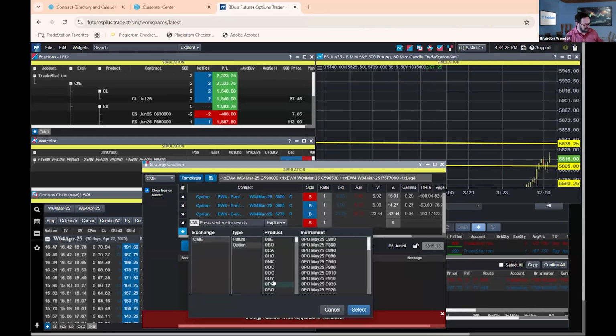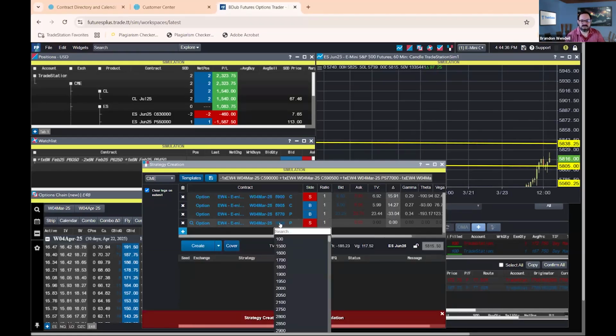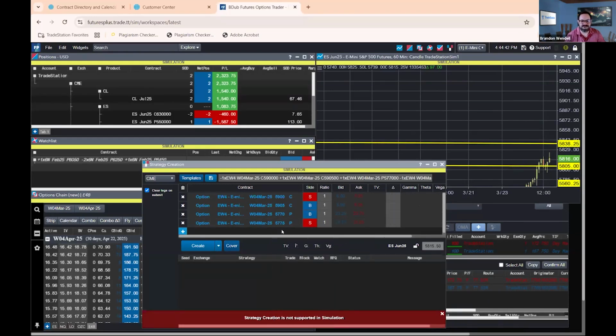Option, again, EW. Oops, I picked the wrong one. No big deal. Click put, click, and go to 5775. It's pretty easy to click it that way. It's actually faster, I think, than trying to search for the individual one. There's my iron condor. Selling the 5775, buying the 5770, puts, that's below, and then above 5,900, I'm selling and buying the 5,905. Now I can't actually create this because strategy creation is not supported in simulation.